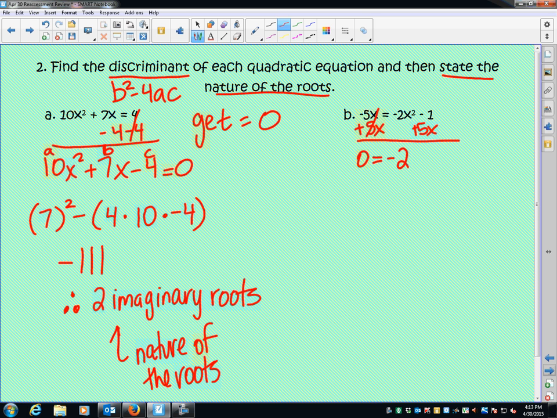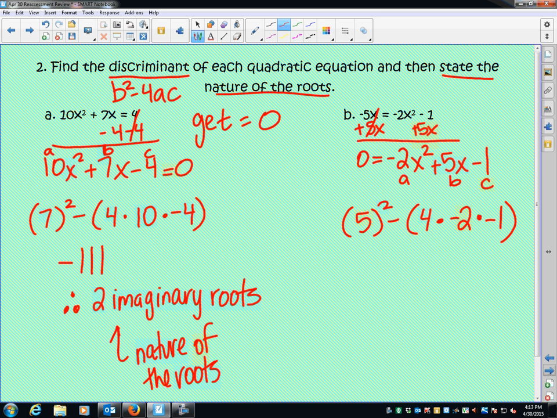Okay, so now I have equal 0 on the left side, and then I'll bring everything down in standard form, which means x squared comes first, and then my x term, and then my constant. So I have my a, my b, and my c. So b squared minus 4 times a. Do not forget your signs. That is something that I noticed a lot of people did on their tests.